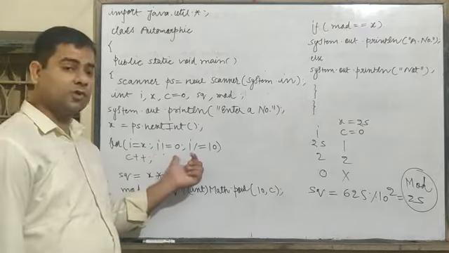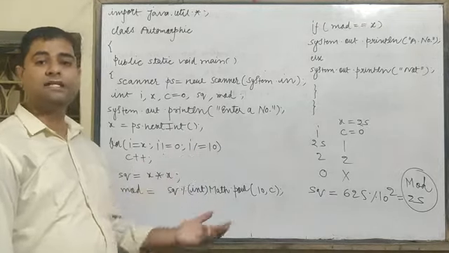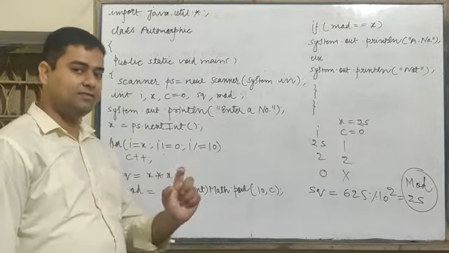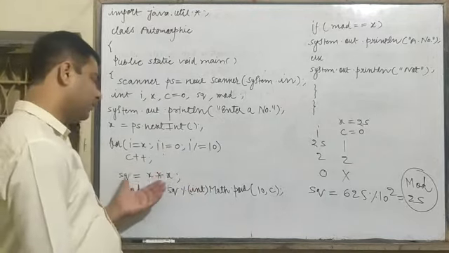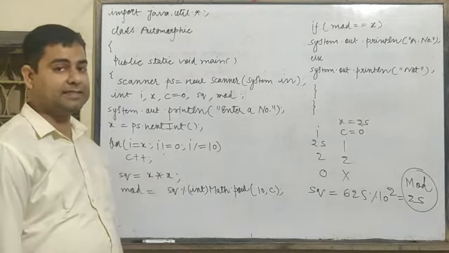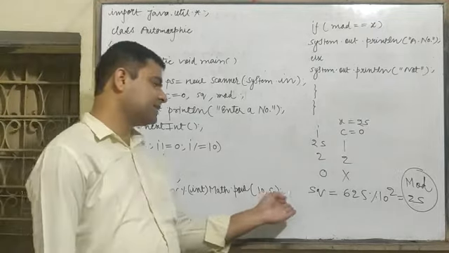One more example you can see: suppose the value of x is 6. 6 is not equal to 0, so it will come inside. The value of c will be 1. 6 upon 10, 0, the condition will be false. So for 6, the value of c will be 1. After coming out from this loop, it will calculate the square. 6 into 6, 36.